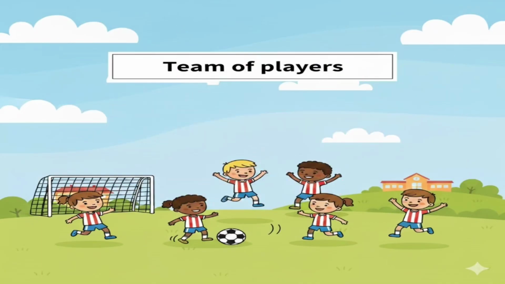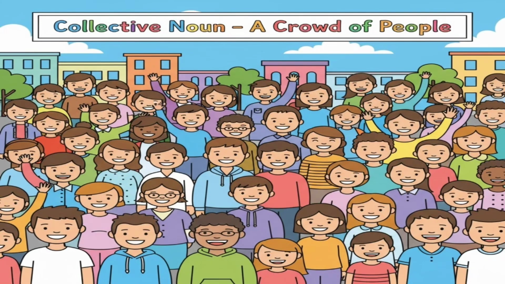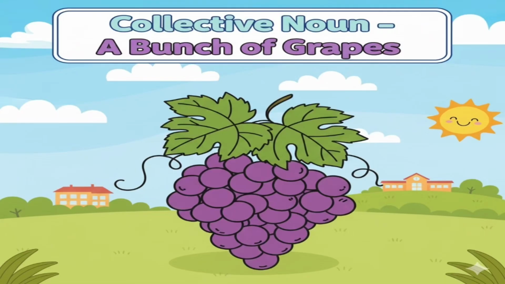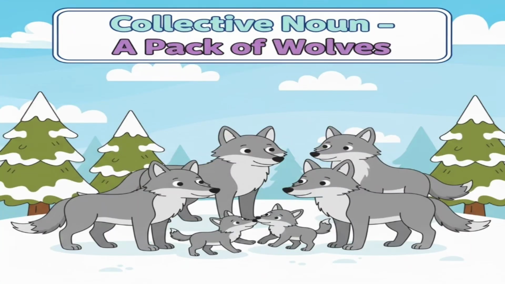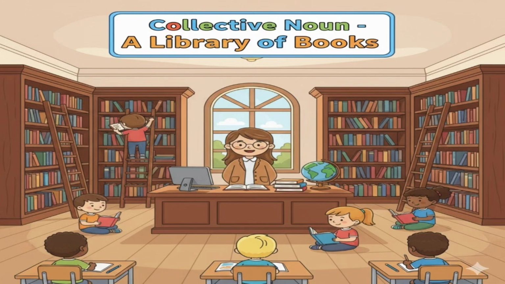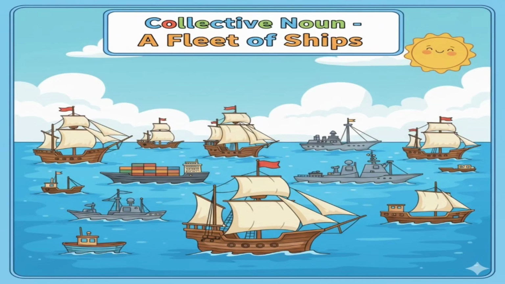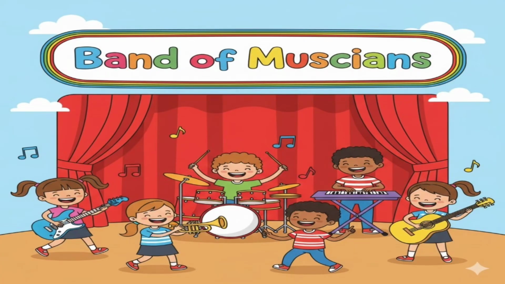For example, a team of players, a class of students, a crowd of people, a bunch of grapes, a herd of elephants, a pack of wolves, a swarm of bees, a library of books, a fleet of ships, a choir of singers, a band of musicians.